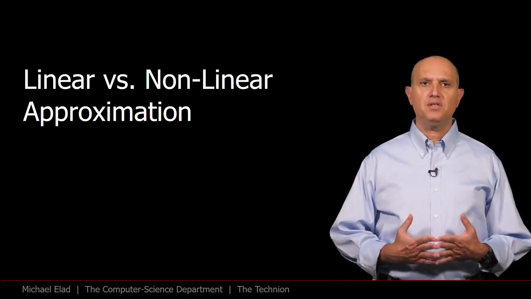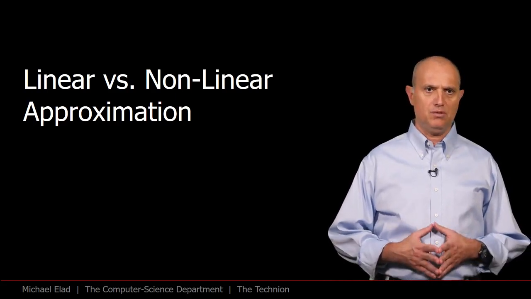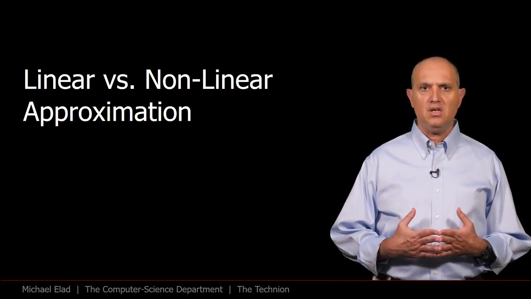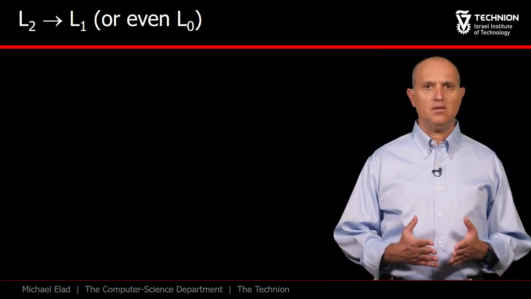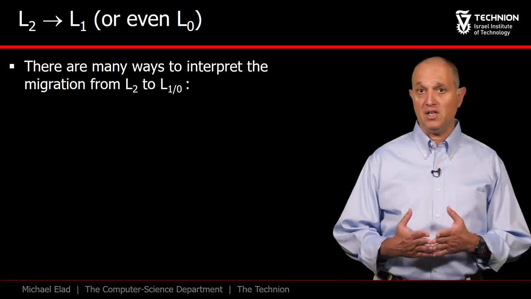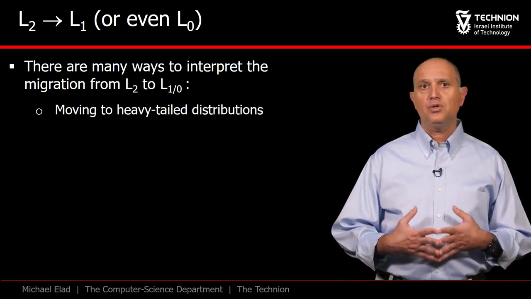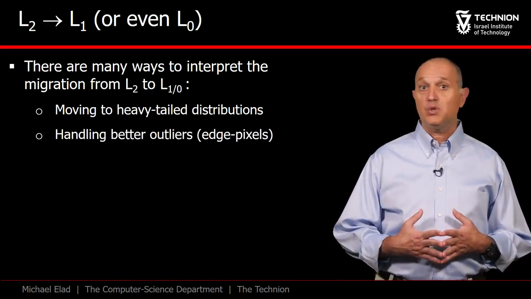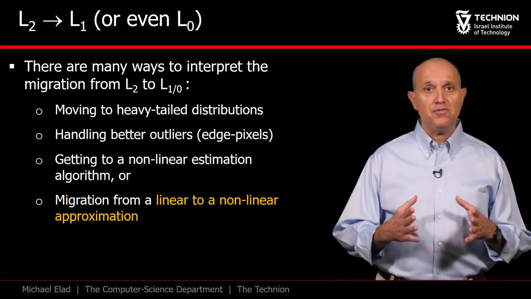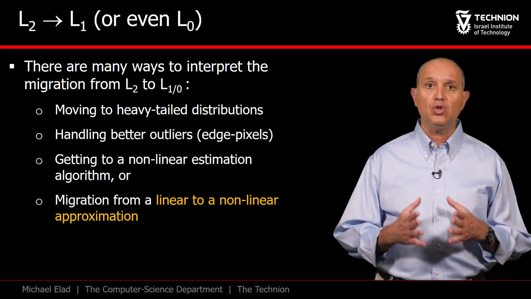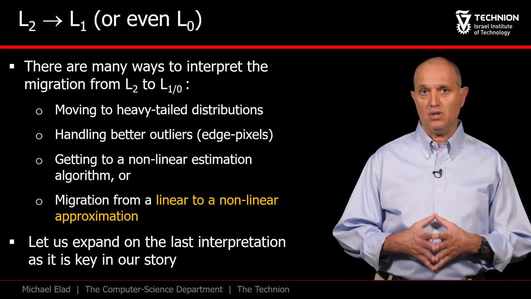I would like to dedicate a few minutes to discuss an important concept in approximation theory, linear versus nonlinear approximation. This issue stands behind the scene in the discussion we just had on image priors. As we have just seen, we migrated from L2 to L1 or even L0 in proposing new priors. There are many ways to interpret this modification, such as turning to propose heavy tail distributions, treating outliers better, leading to nonlinear filtering schemes, and shifting from the linear approximation regime to its nonlinear counterpart. I would like to discuss the last in this list, as it is central to our story.